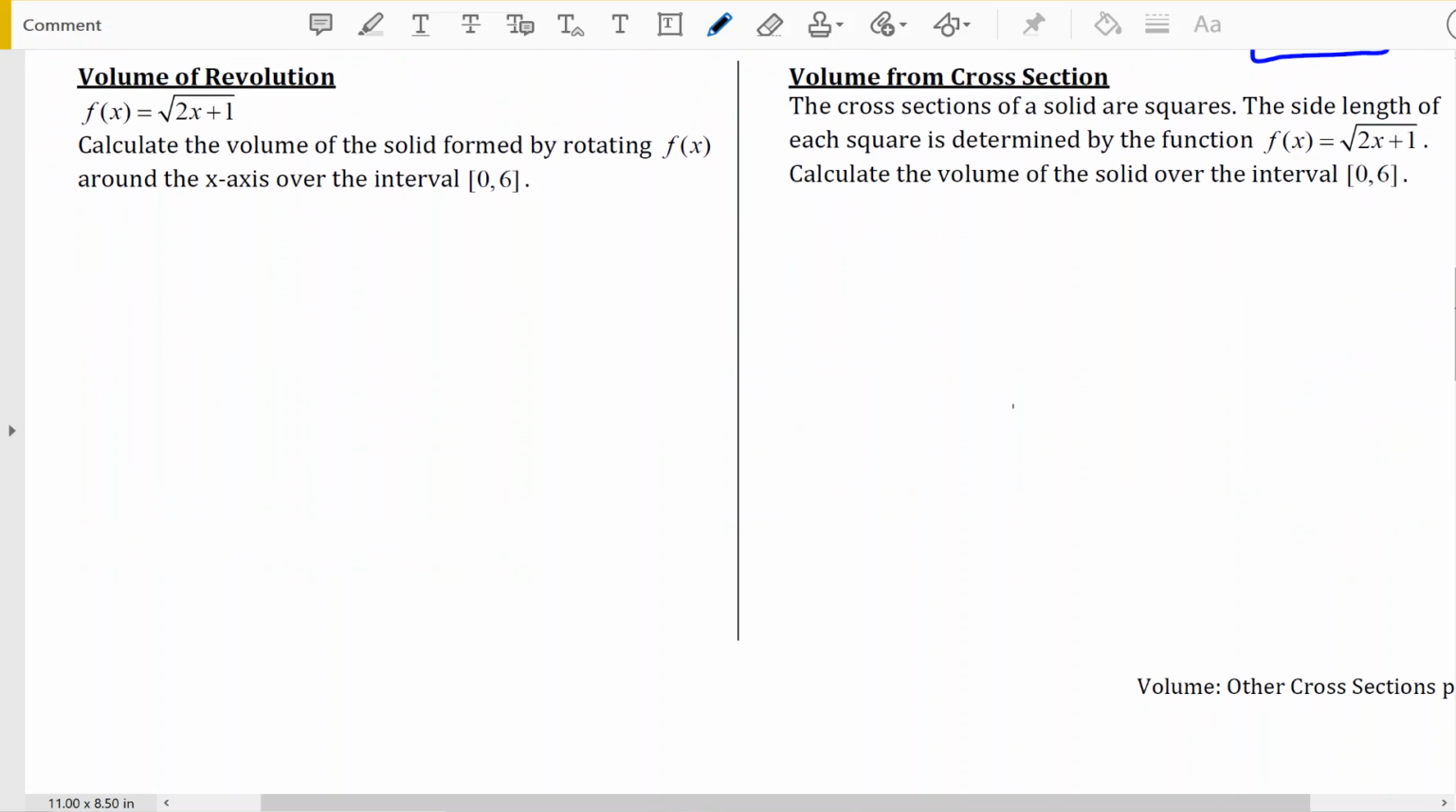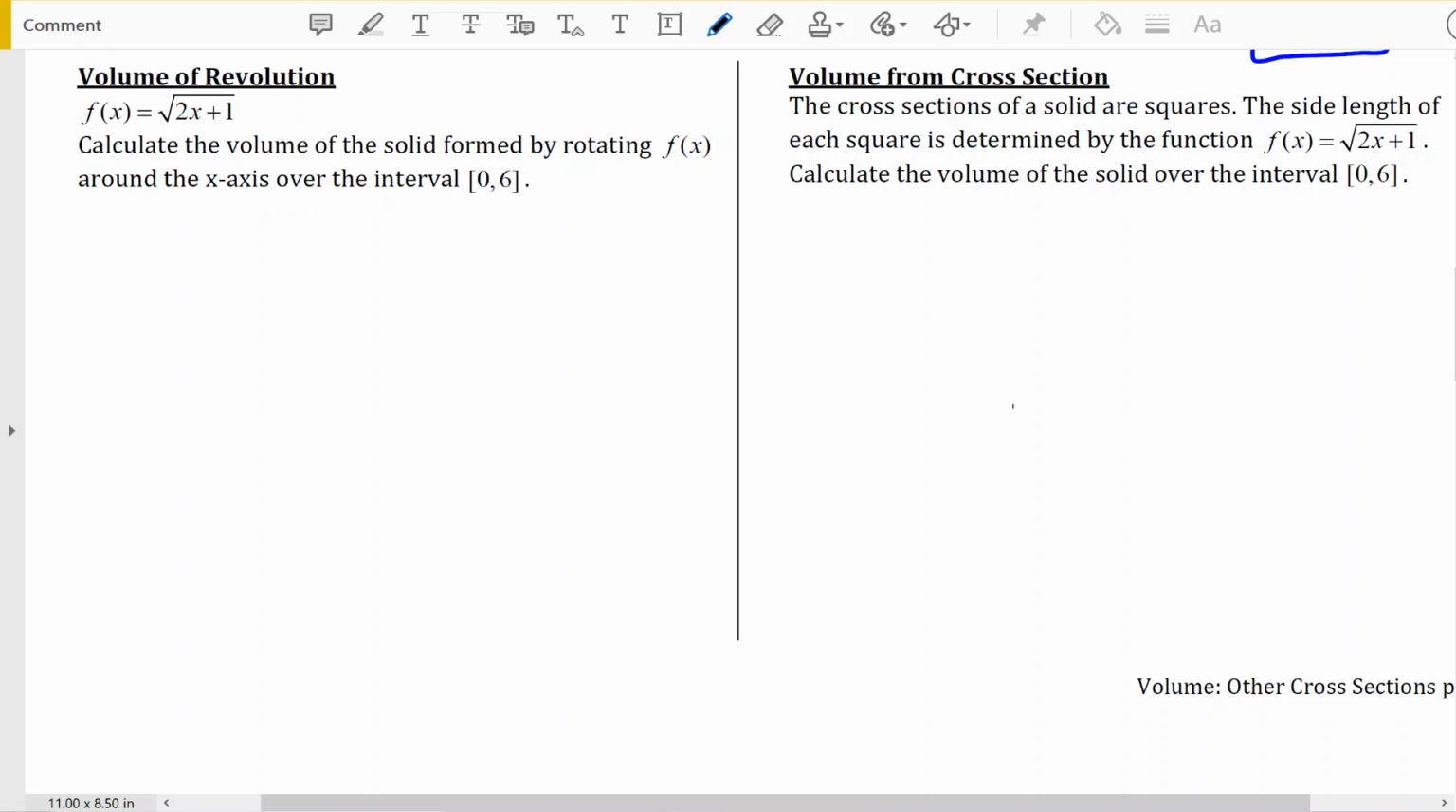So to take a look at both problems, first, we've got the function f of x equals the square root of 2x plus 1. We're going to calculate the volume if we rotate it around the x-axis, and we're going to do this over the interval from 0 to 6. And then in the second problem, we are instead told that the cross sections are squares and that the side length of the square is represented by our function. And again, we want to find the volume from 0 to 6.